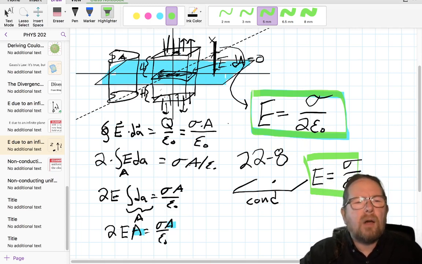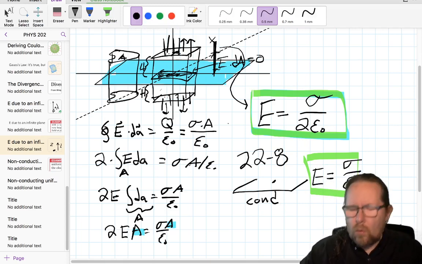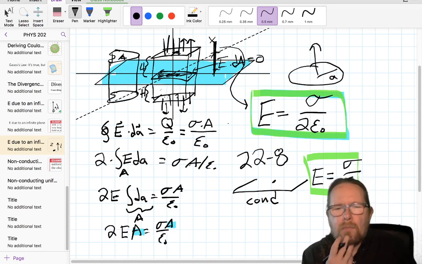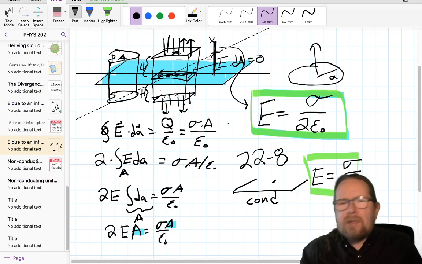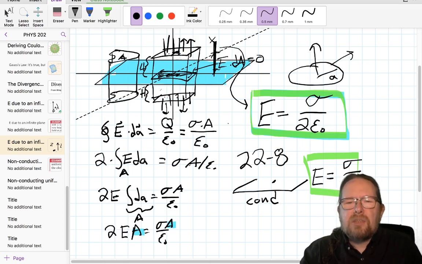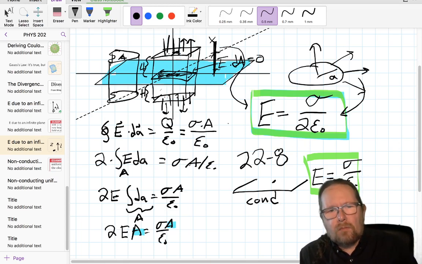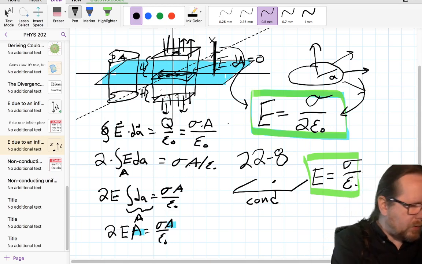If you remember a few videos ago, we found the electric field of a disk of radius, I don't remember what it was, A or R or something like that. If we take the radius of that disk and expand it to infinity, then the disk becomes an infinite plane and we should get that result again. Let's go ahead and stop this there. See if you can go back to chapter 21, find that result. I don't have it handy, but I know we did it.